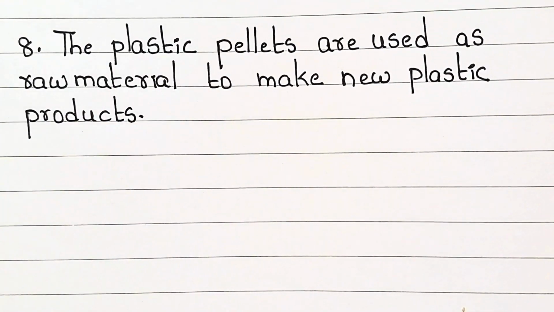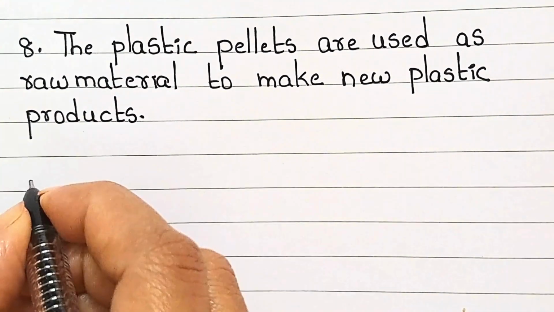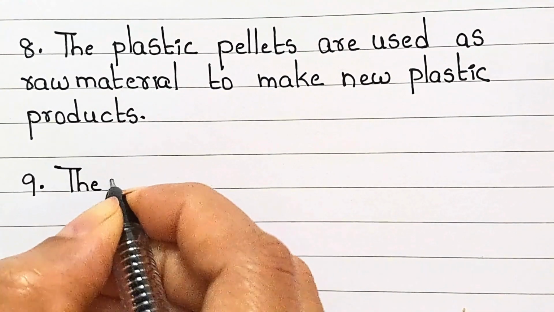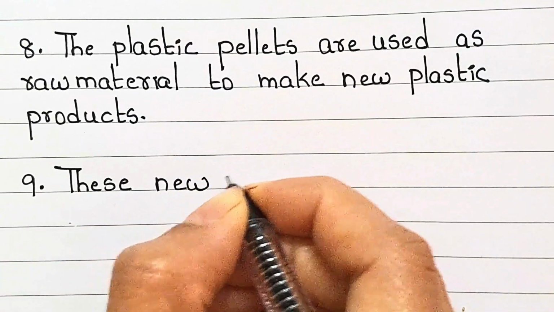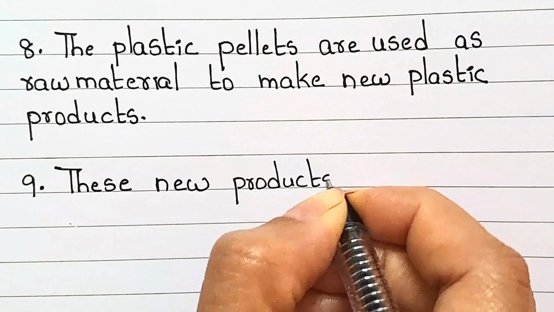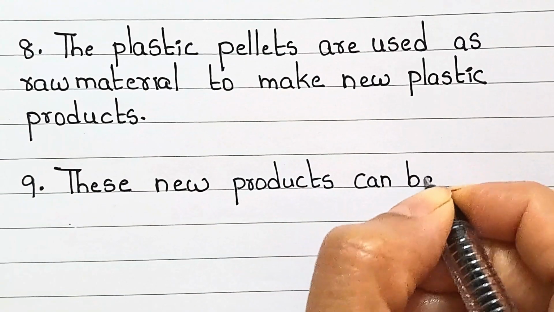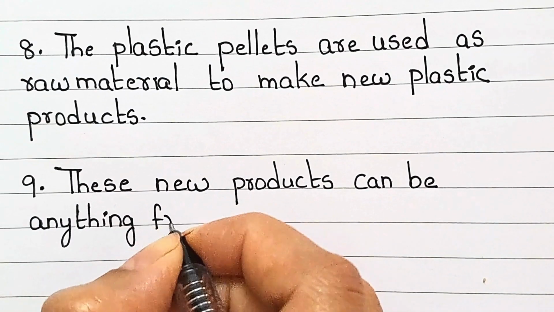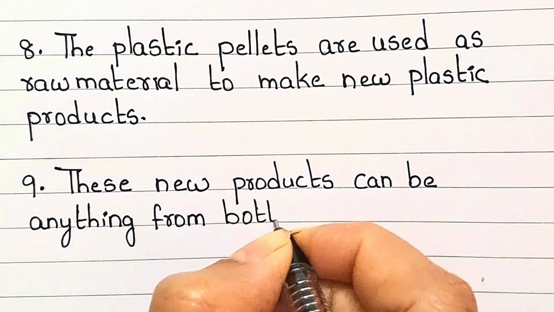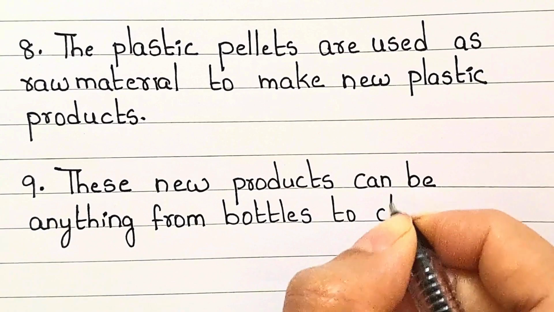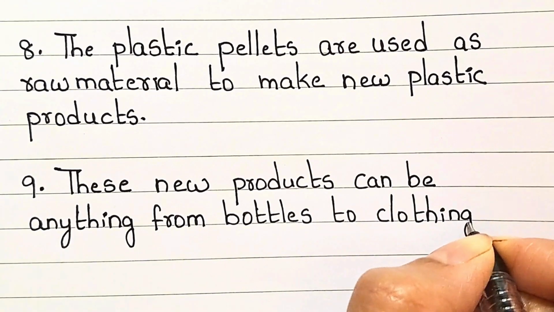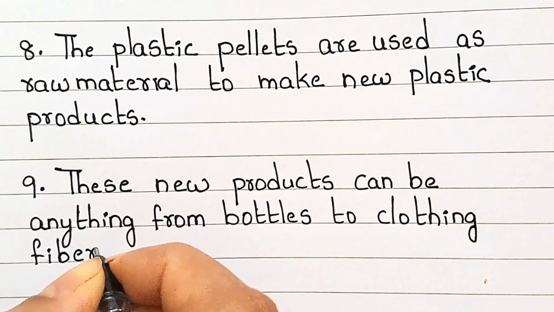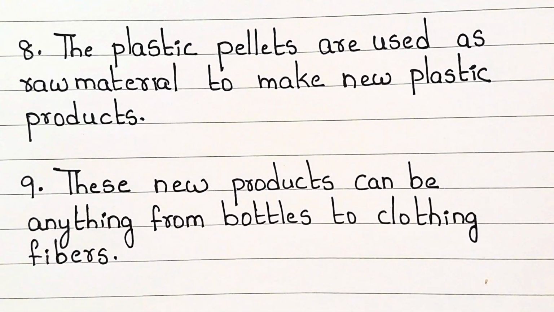The plastic pellets are used as raw material to make new plastic products. These new products can be anything from bottles to clothing fibers.